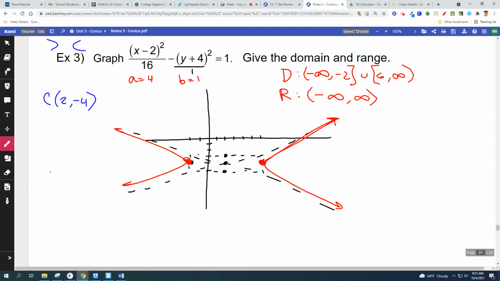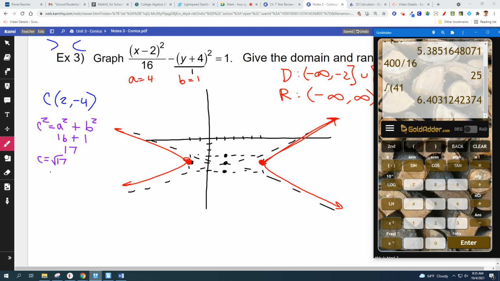Okay. Now again, I know they didn't ask for the focus points. I think that's maybe the hardest part. So let's go ahead and talk about that then. C squared equals A squared plus B squared. That's going to be 16 plus 1 is 17. So C is the square root of 17. That's a distance, right? I don't know what square root of 17 is. Square root of 17 is about 4.1.